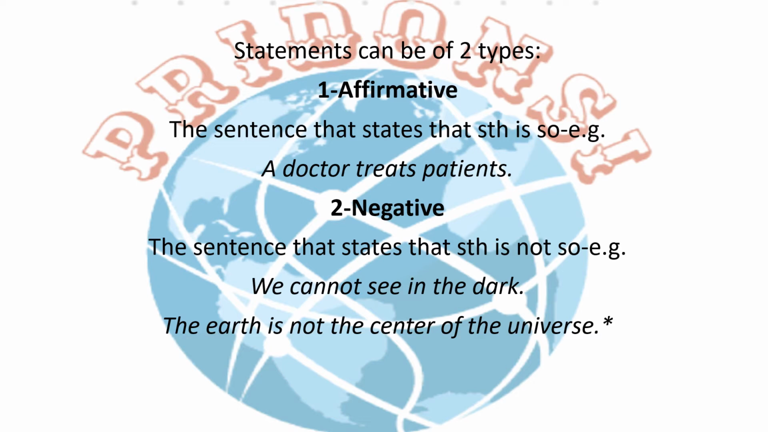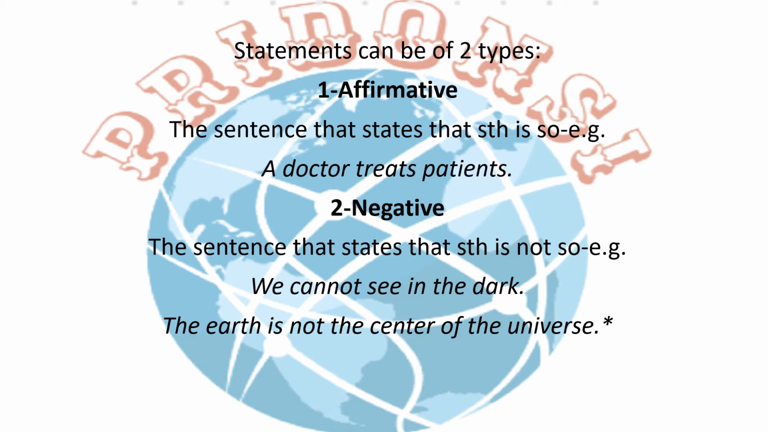For example, the doctor treats patients. A doctor treats patients. 2. Negative. The sentence that states that something is not so. For example, we cannot see in the dark. Or, the earth is not the center of the universe.